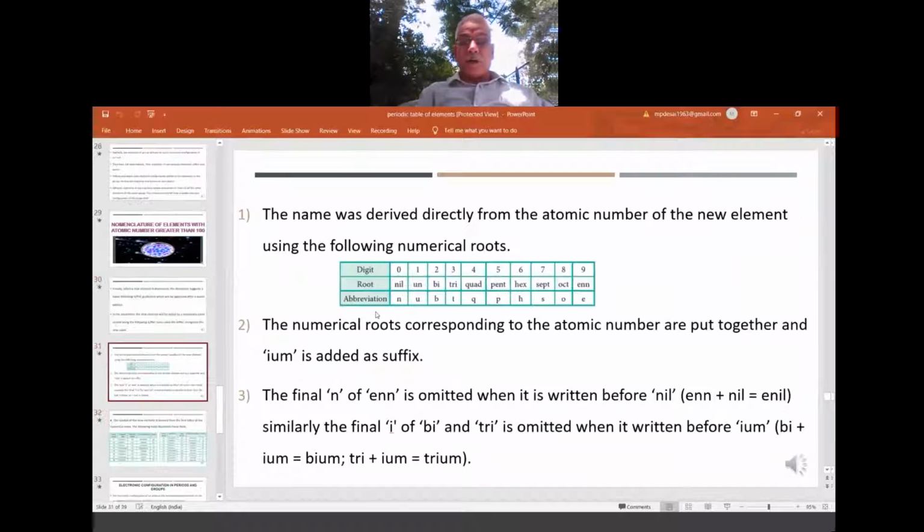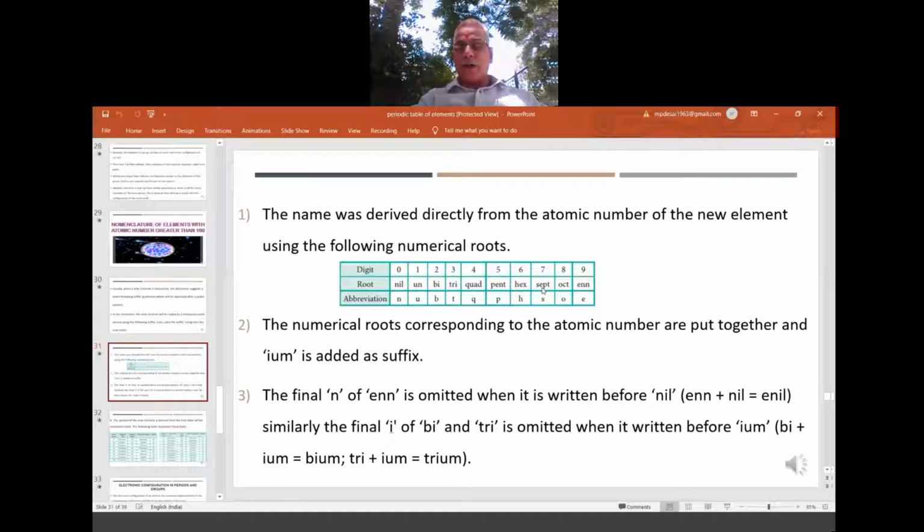So I'll directly go to the table. This table is very important. As per the digit, they are named. If it is 0, it is named nil. 1, un; 2, bi; 3, tri; 4, quad; 5, pent; 6, hex; 7, sept, not hept. In some areas for 7 we use hept, but here for the IUPAC nomenclature of elements whose atomic number is more than 100, for 7 we use sept, not hept. 8, oct; 9, en.